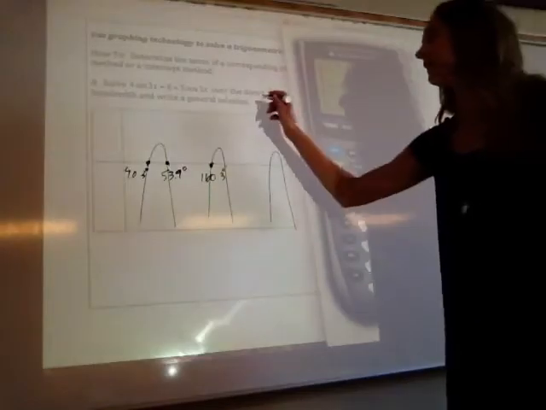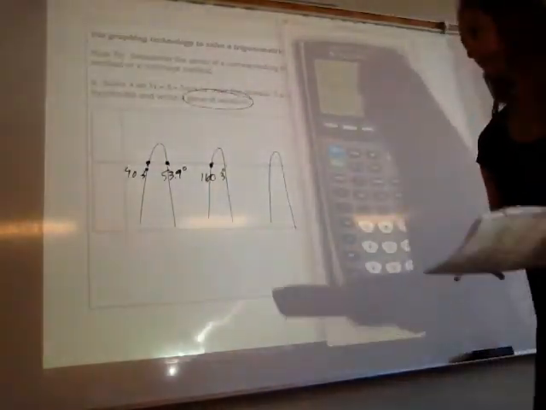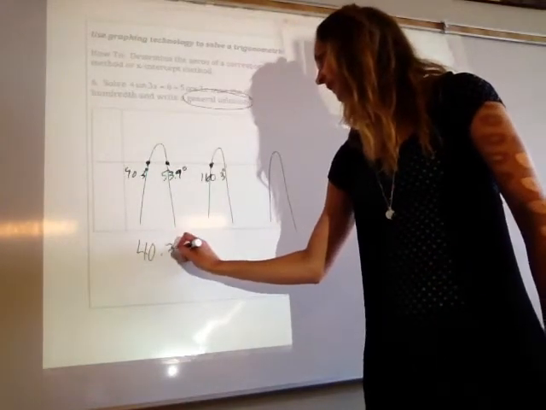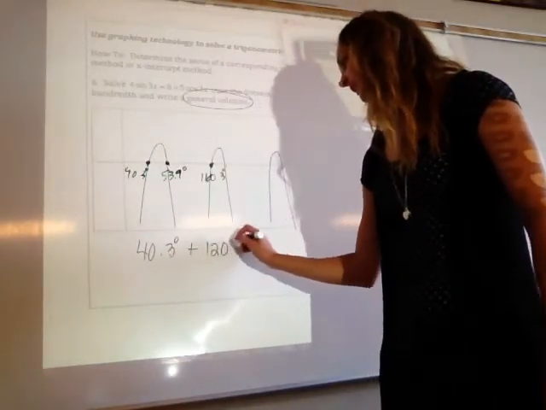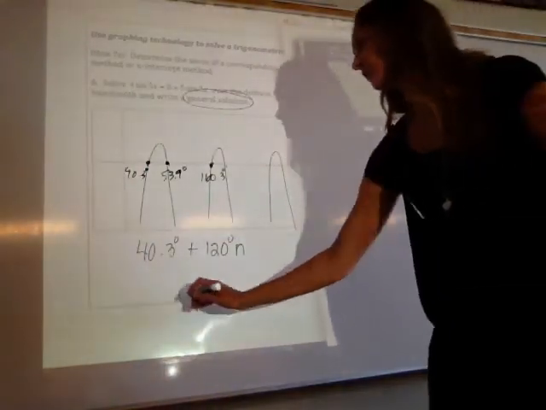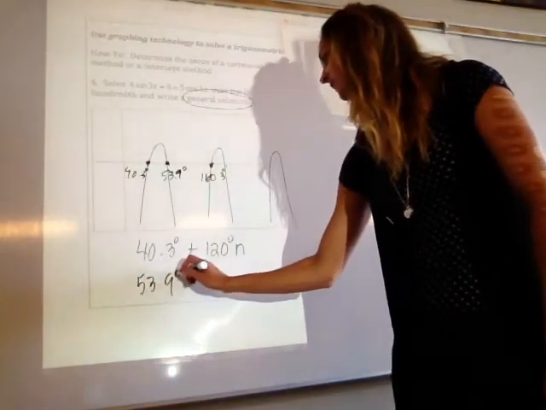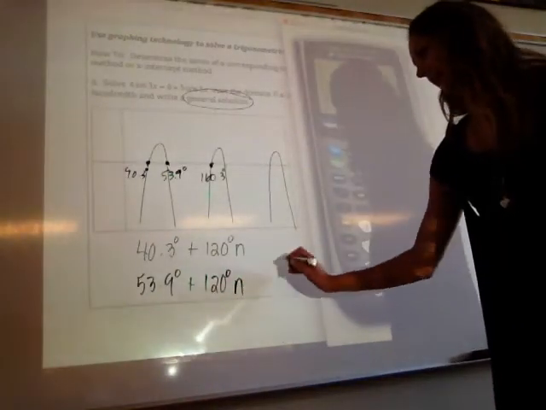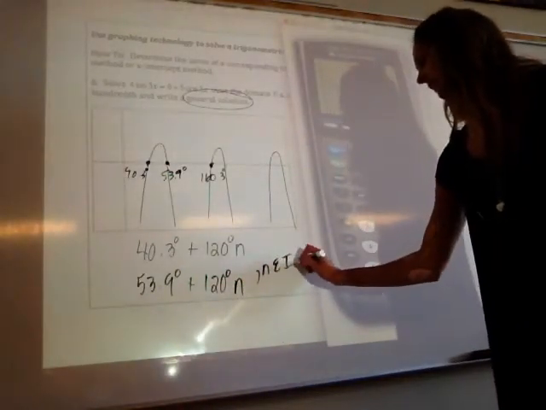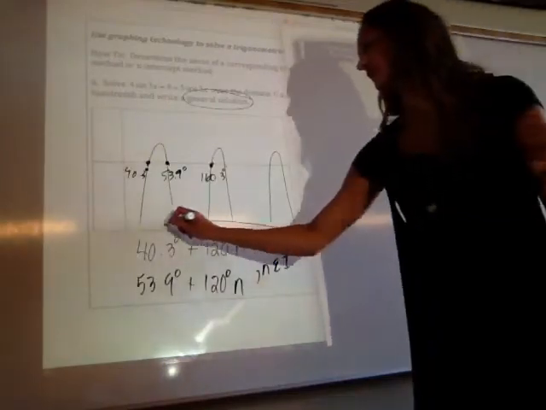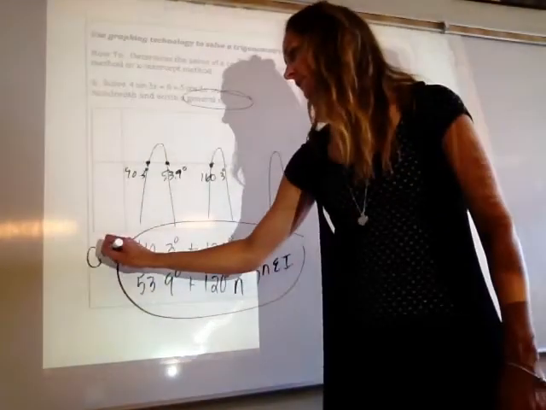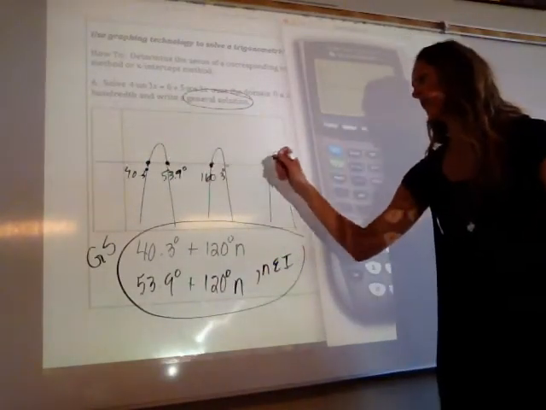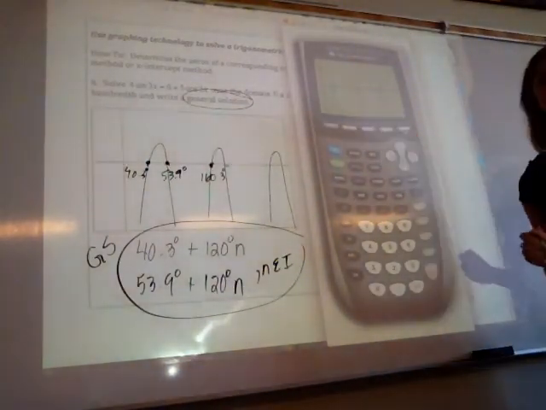So if we're asked to find the general solution, I know my general solution will be 40.3 degrees plus 120 degrees times n, as well as 53.9 degrees plus the period 120 degrees n, where n is an element of integers. That is your general solution. If you're asked to find all the solutions, then you just need to trace these x-intercepts on the graph. Second trace number 2, 0.